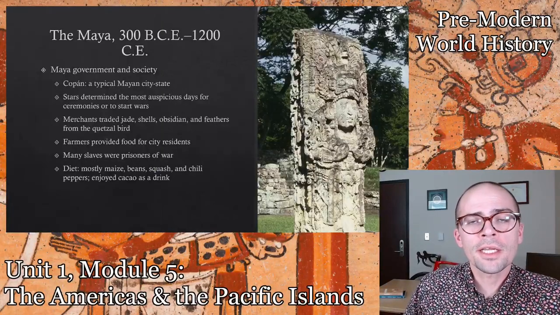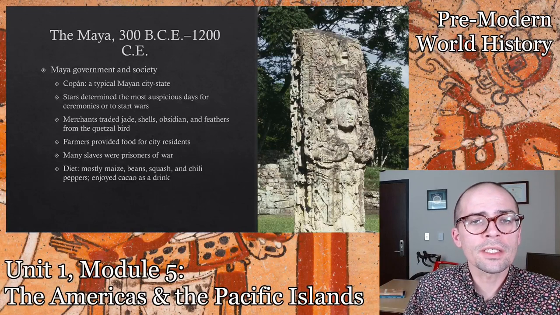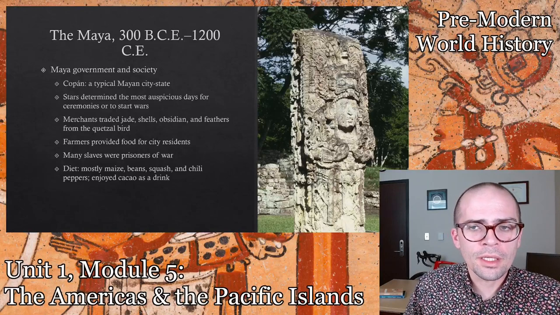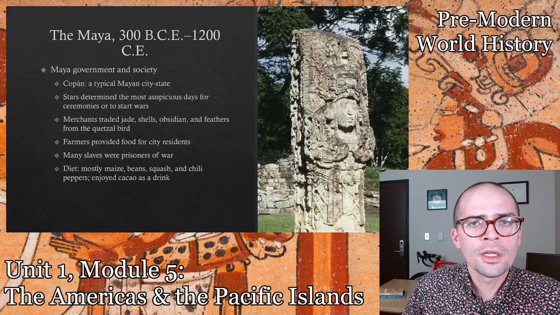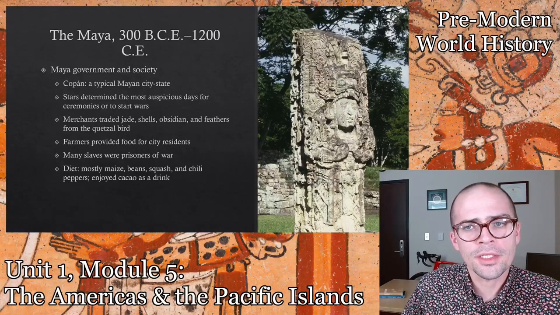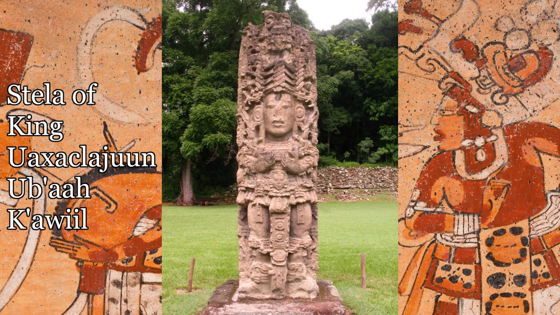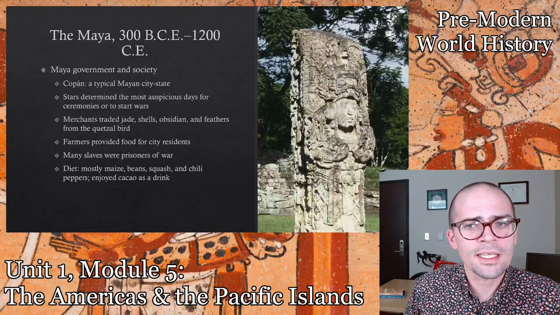If we want to understand the Maya with a little more granularity, we can turn to a fairly typical city-state, Copan. In Copan, we enter a city that has a really rigid social stratification system, really rigid social classes. We have a ruling family, a nobility, ordinary people, and their slaves. This is a city that would have peaked around the 700s CE.